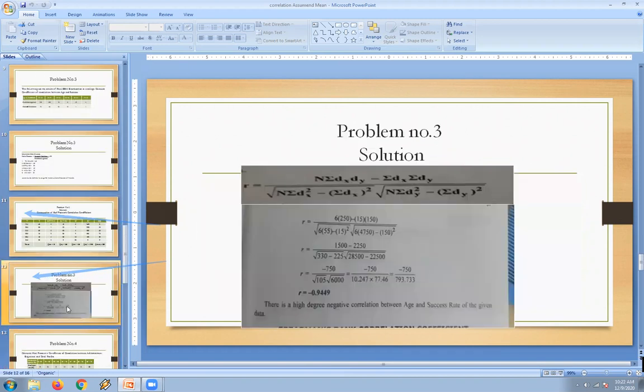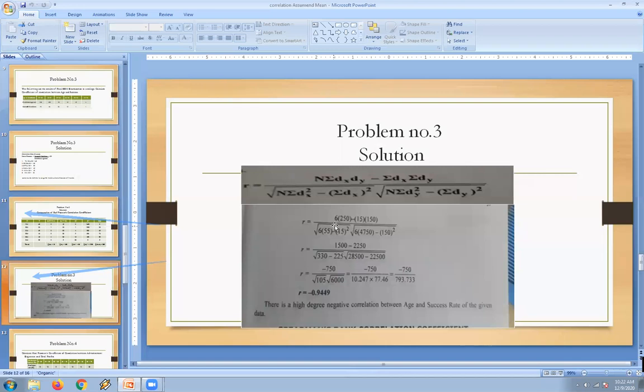Substitute the values in the formula. Any one formula you have to follow consistently, or else it will be a confusion for you. The first formula we have used here: n into sigma dx dy minus sigma dx into sigma dy, divided by root of n into sigma dx square minus sigma dx whole square, again root of n sigma dy square minus sigma dy whole square. Substitute the values we have calculated in the table.